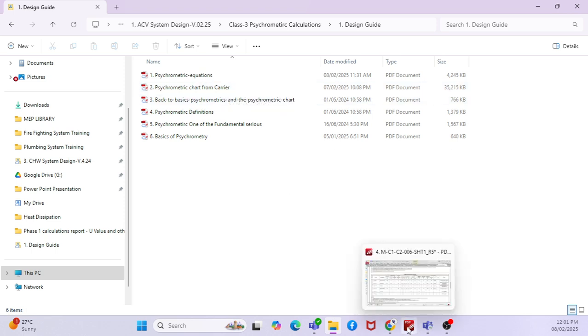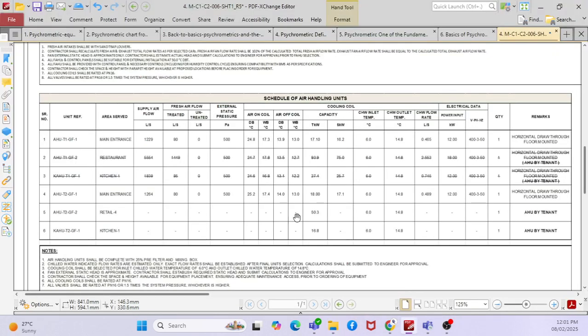Remember, last week we discussed the schedule of the equipment, right? If you see that equipment schedule, you will normally find the air on coil, then air off coil temperature. Then you will find chilled water temperature inlet, chilled water temperature outlet, then chilled water flow rate, and capacity calculation like total kilowatt and sensible kilowatt, right?